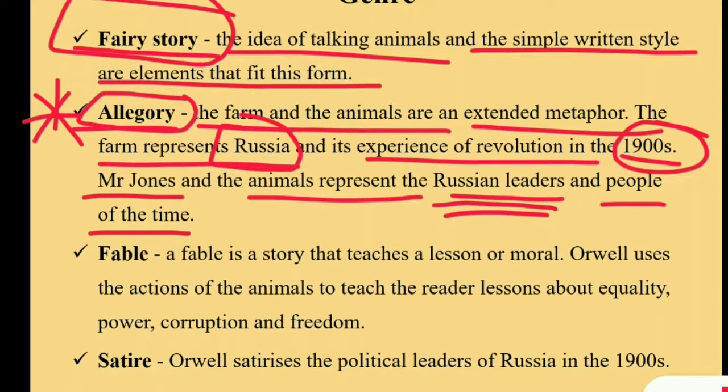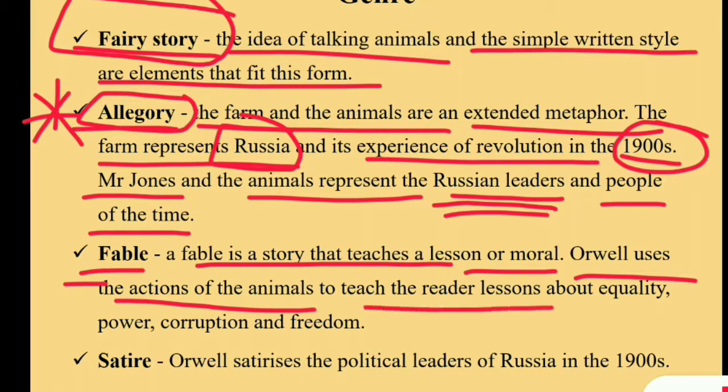Clear? Now fable. A fable is a story that teaches a lesson or moral, and it has animals as characters. Orwell uses the actions of the animals to teach readers lessons about equality, power, corruption and freedom.